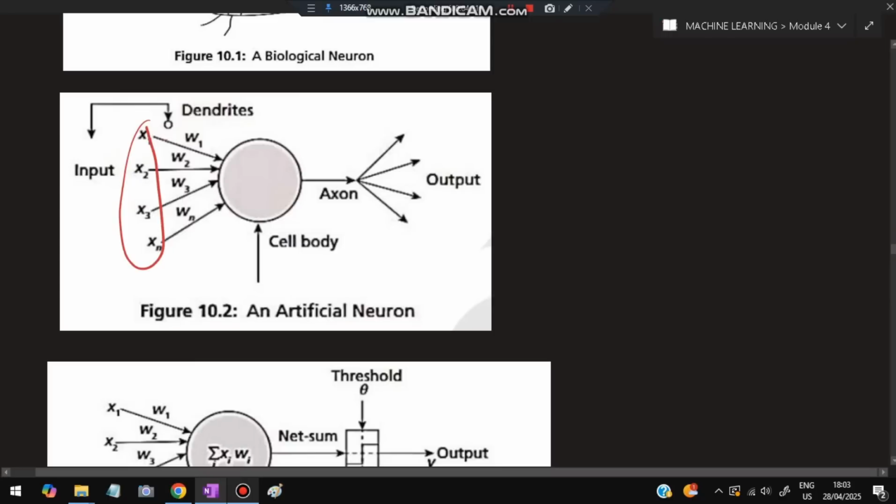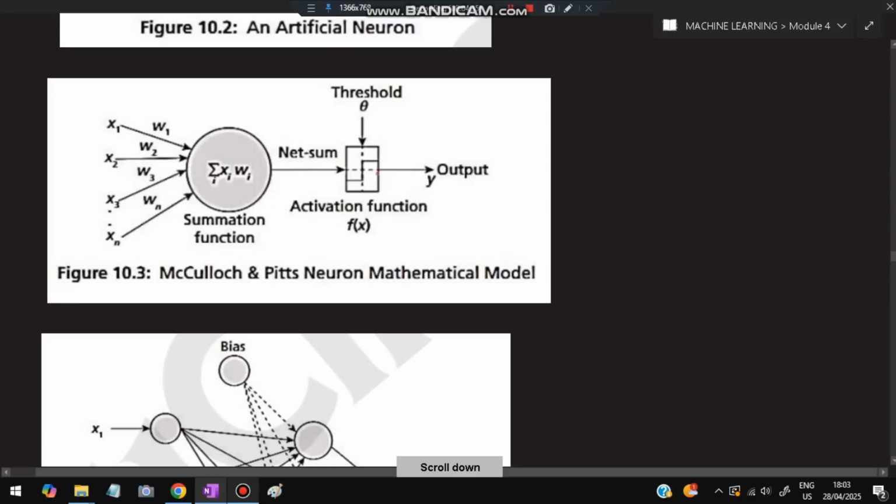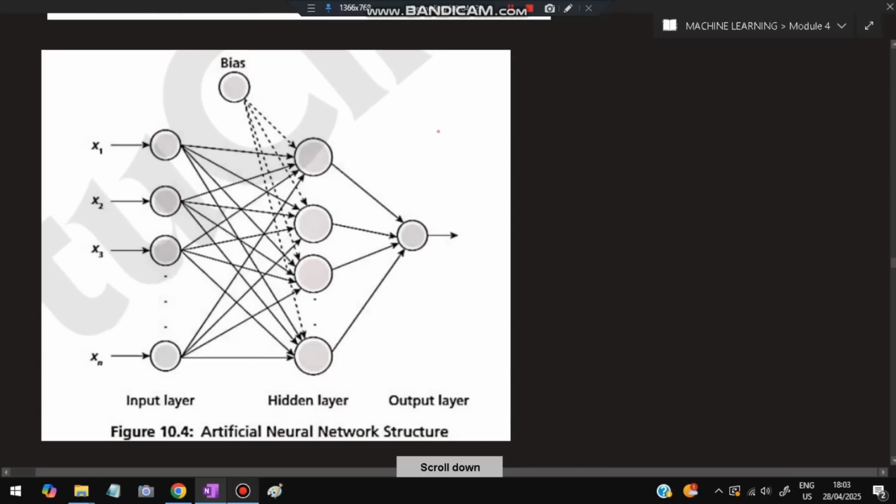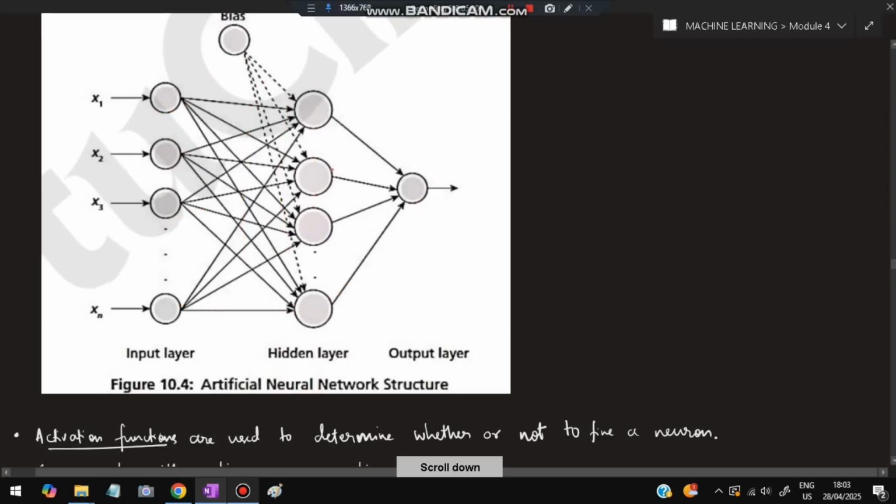Inputs come from here, the x's are the inputs, and the w's are the weights. We'll see what weights are in upcoming topics. The cell body is here, it does the calculation, and the output comes from here. So this is the artificial neuron, and there is a similarity between the biological neuron and the artificial neuron. The summation function is used to calculate the final output, and there is also an activation function. After the answer crosses a threshold value, the output will be 1 or 0, or true or false. There are different kinds of answers as well, which we'll discuss. We can have multiple neurons for multiple types of inputs, and multiple such layers. This is a fully connected artificial neural network structure.